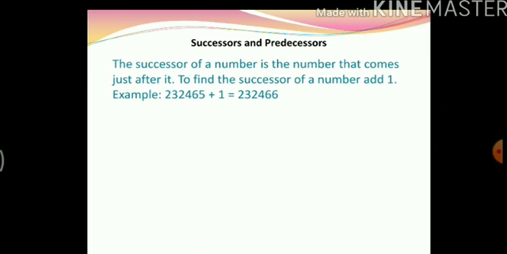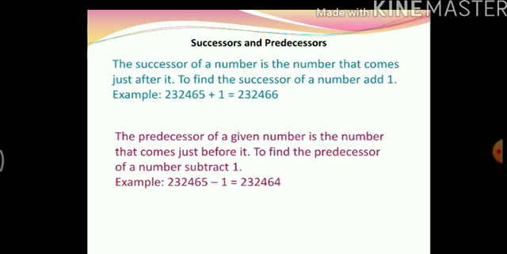Example: 232465. That means 2,32,465. When we add 1 to the number, we get 2,32,466. So 2,32,466 is the successor of 2,32,465.